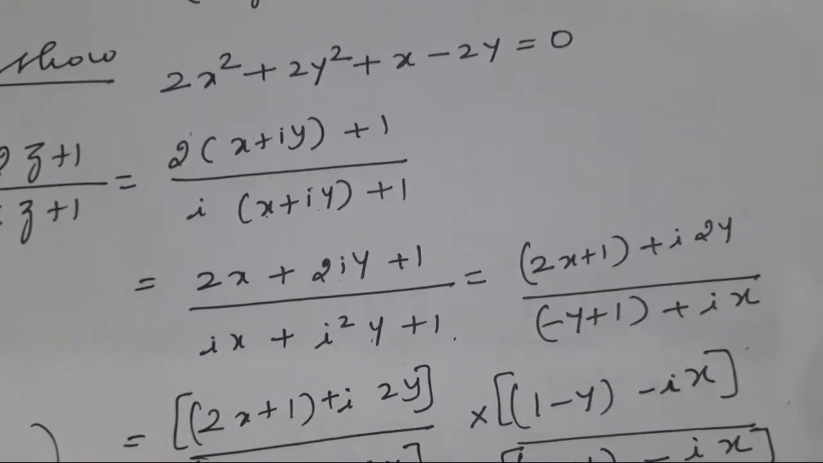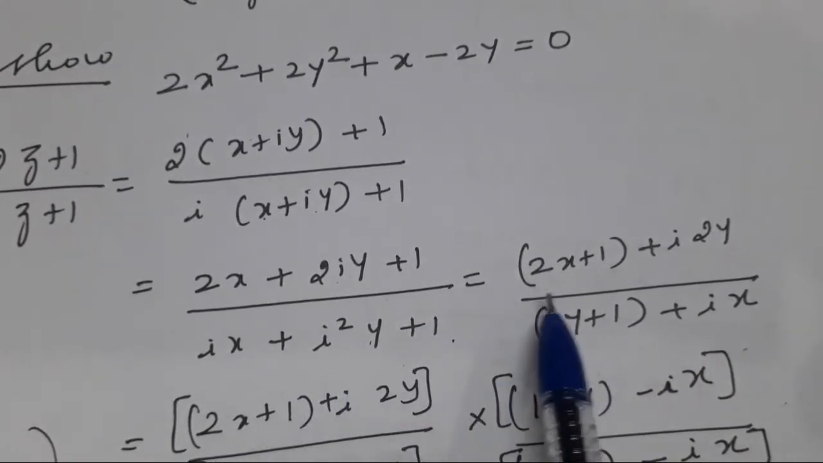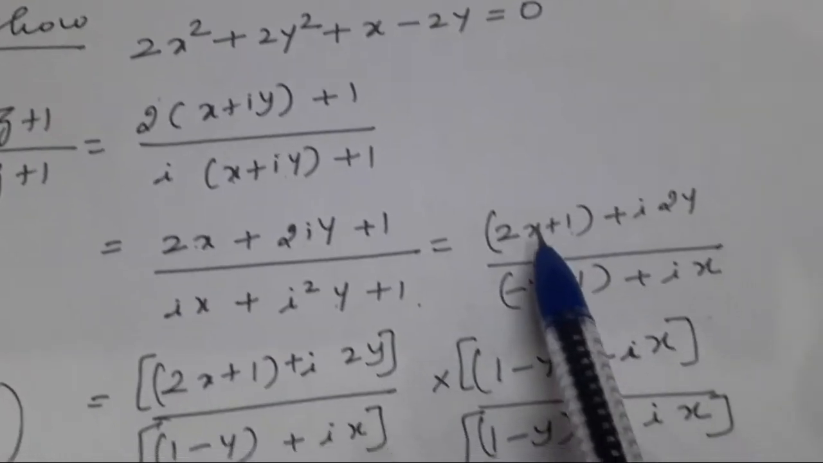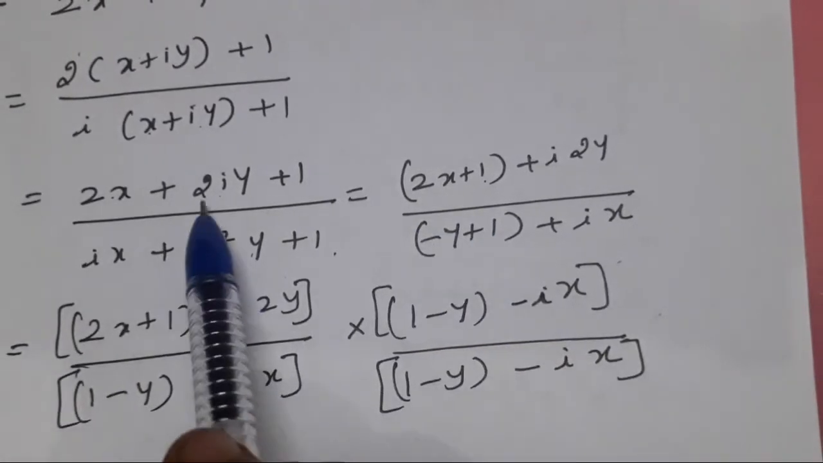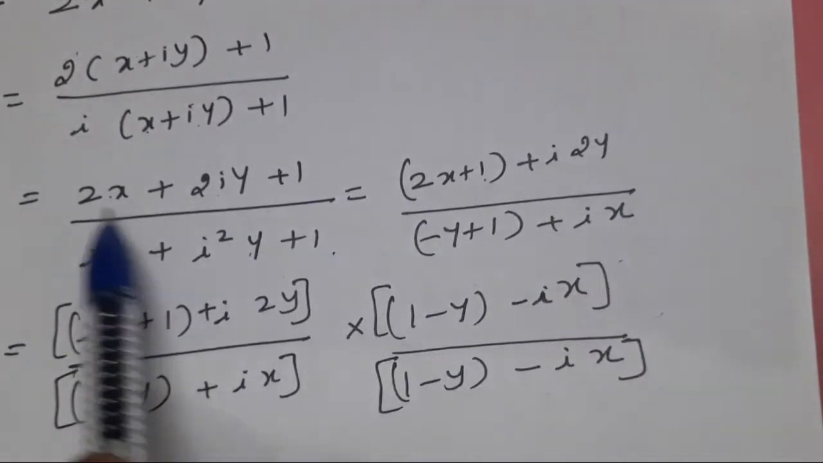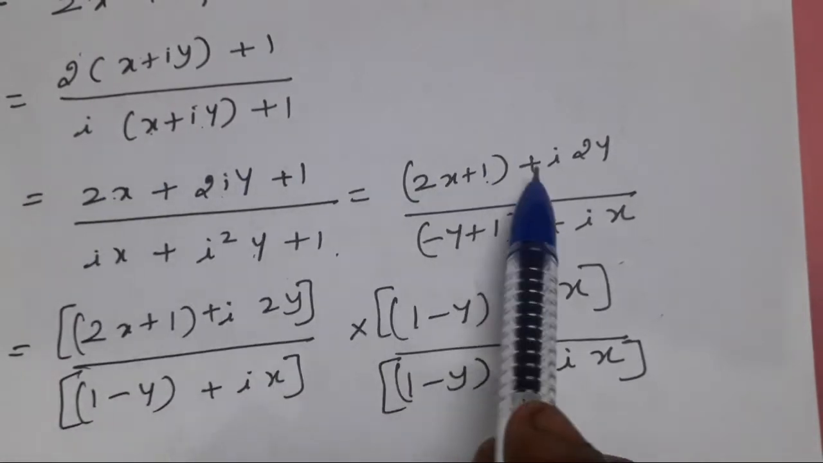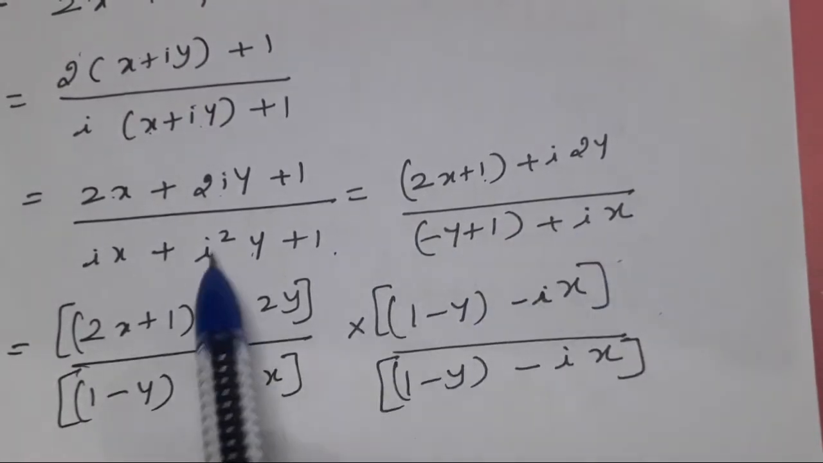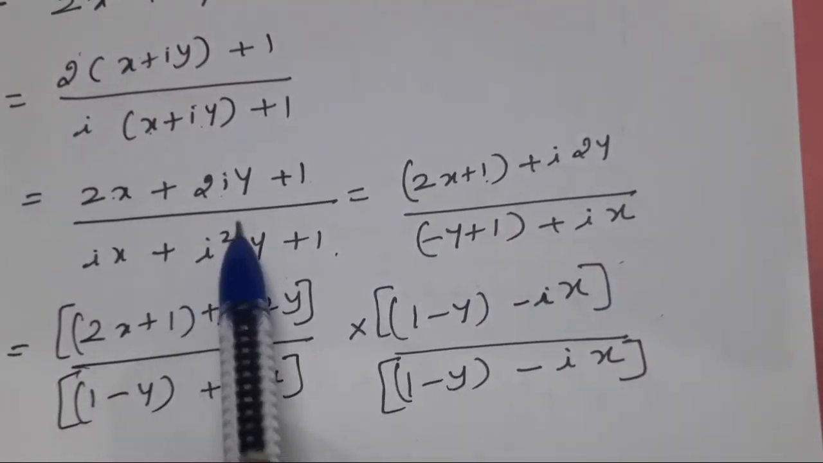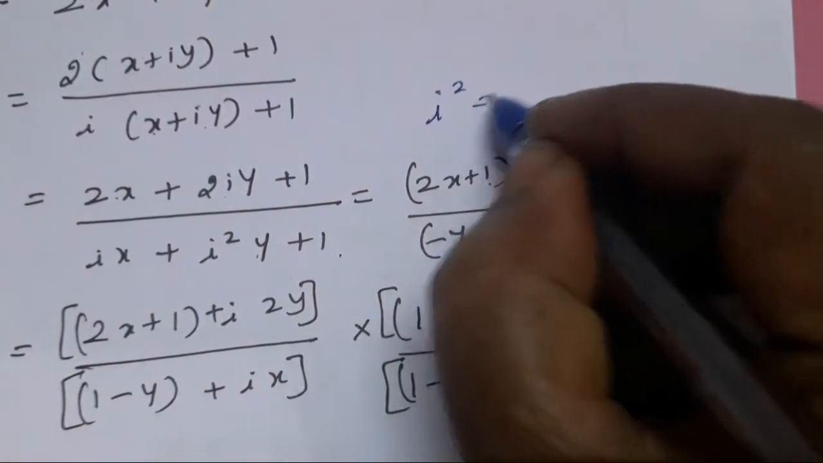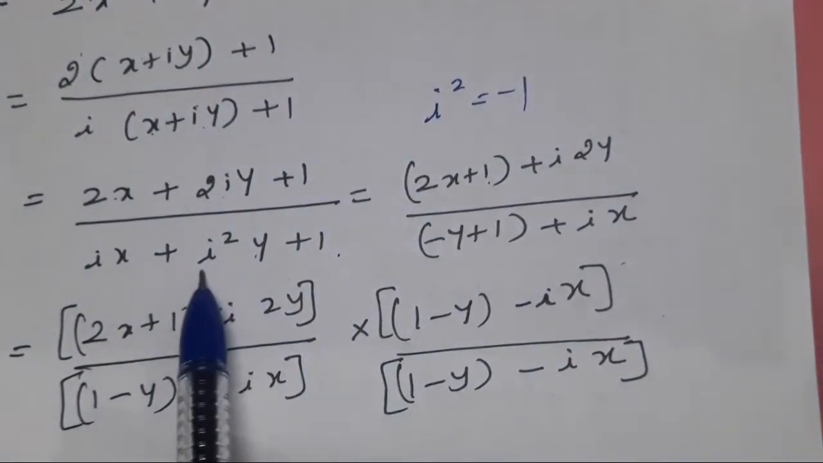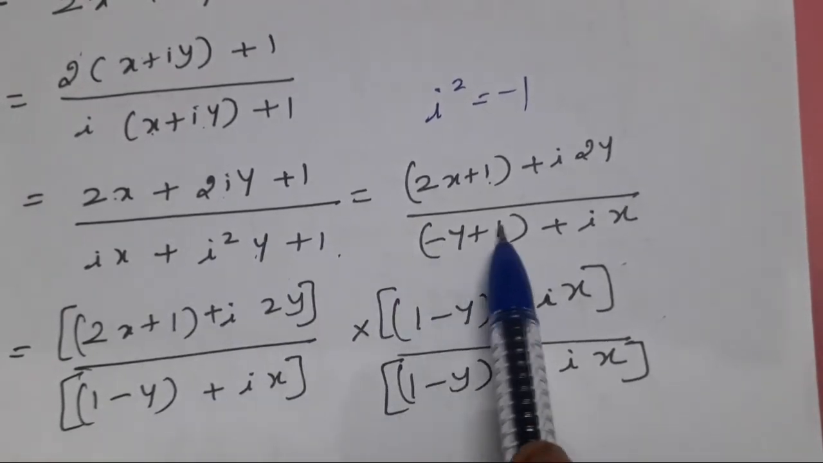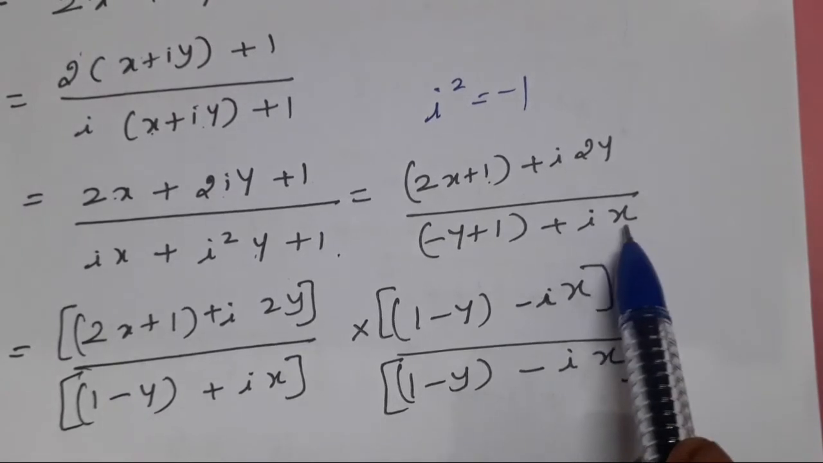Now you arrange the real part as well as the imaginary part. What is the real part? 2x plus 1 is the real part, plus i into 2y is the imaginary part. So the numerator is arranged in real and imaginary parts: 2x plus 1 plus i into 2y. Divided by, we know that i square is minus 1. So using i square equal to minus 1, minus y plus 1 is the real part, plus i into x is the imaginary part.